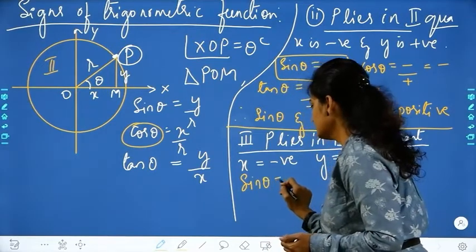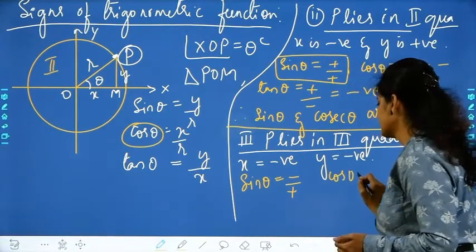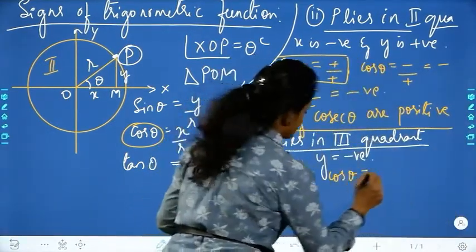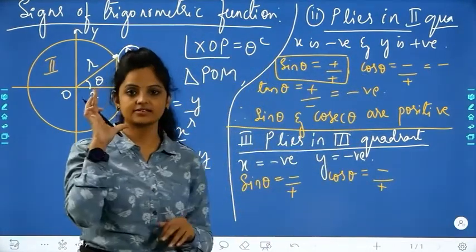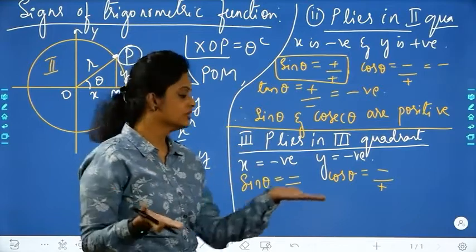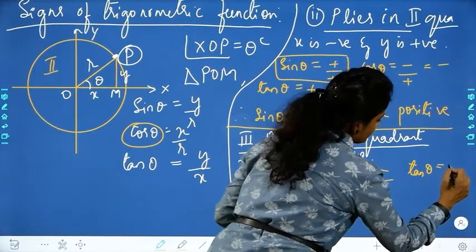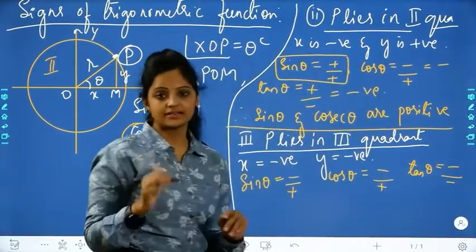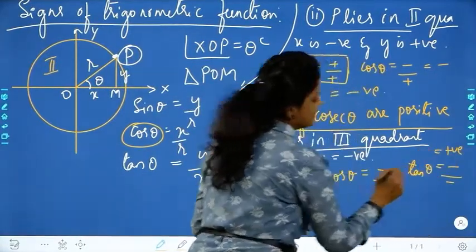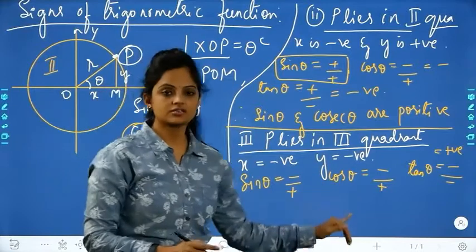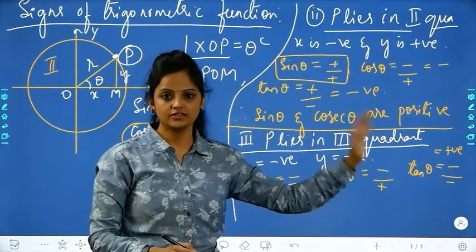Sin theta will give you negative by positive, negative. Cos theta will be negative by positive. Why positive in the denominator? Because radius is a distance and distance is always positive. So R is positive. If you take tan theta, Y and X both are negative, so we will get positive. So where are we getting positive? Only in tan. Sin and cos are negative, which means their reciprocals will also be negative. So only tan is positive in the third quadrant.